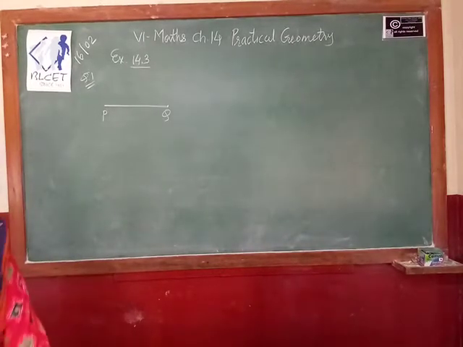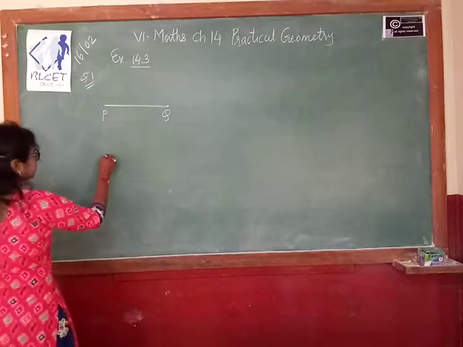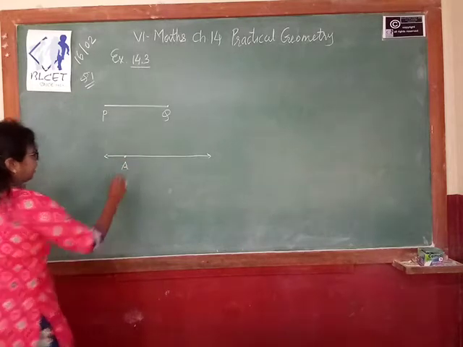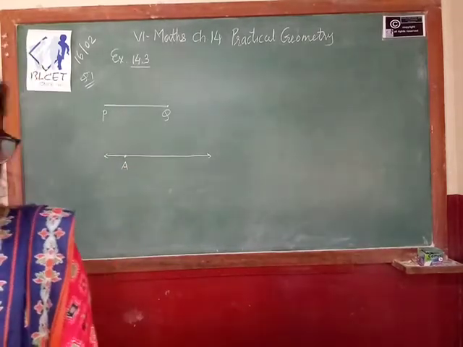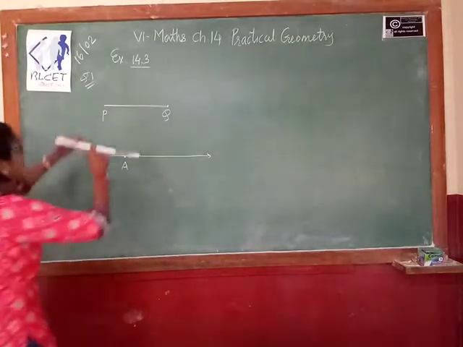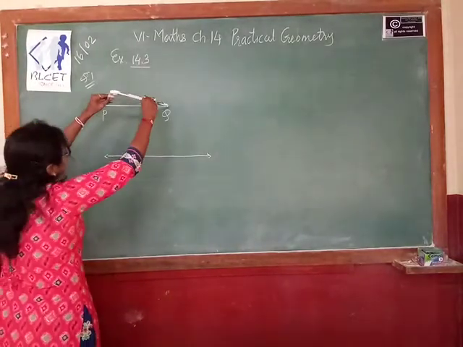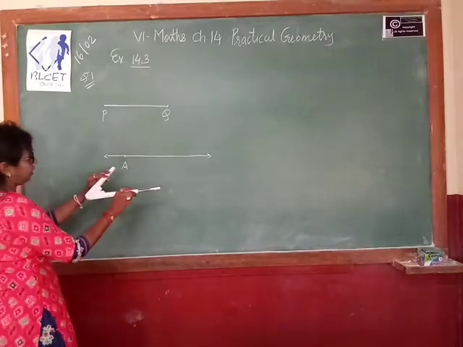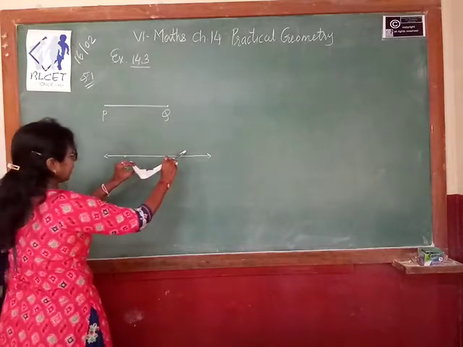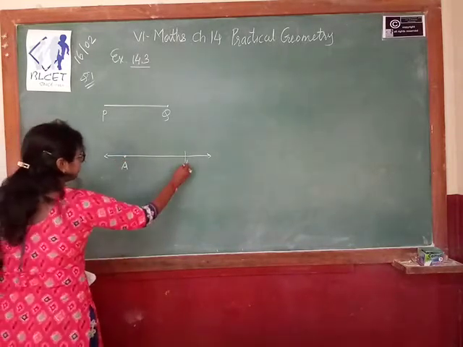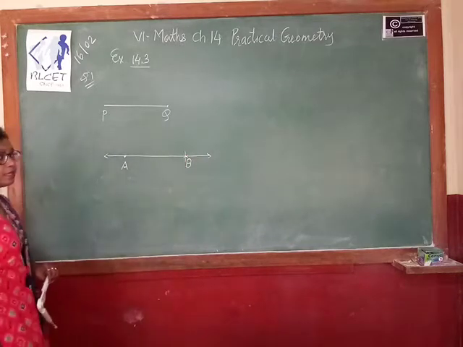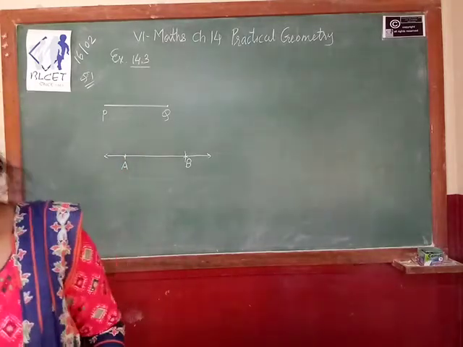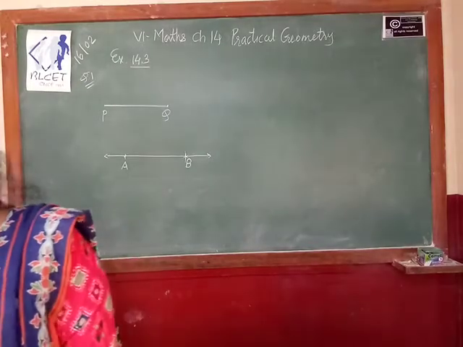So what can we do? We can draw another line and name the starting point as A. Now again we use the compasses. Keep one pointer on P and one pointer on Q. Without disturbing this measurement, from the other line at A, we draw an arc on the same line. We get one intersecting point B. So this AB is exactly the copy of PQ. This is your answer 1 of exercise 14.3.